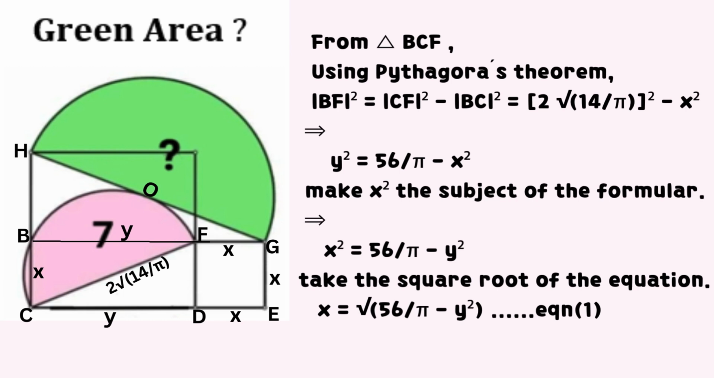Make the square of x the subject of the formula. We obtained an equation for the square of x as shown on the screen. Take the square root of the equation. We have that x equals the square root of 56 divided by pi minus the square of y. We call it equation 1.